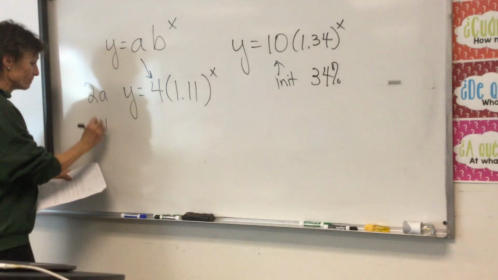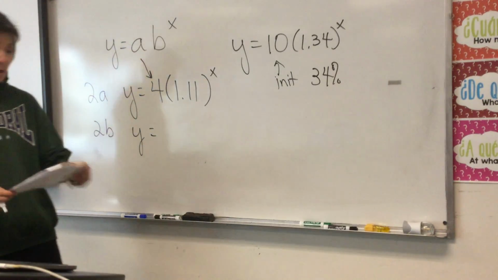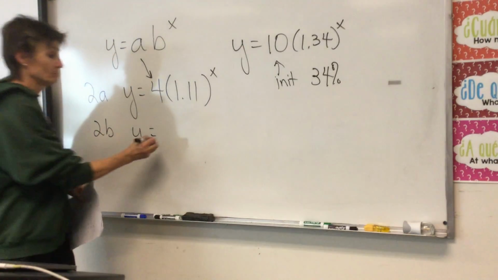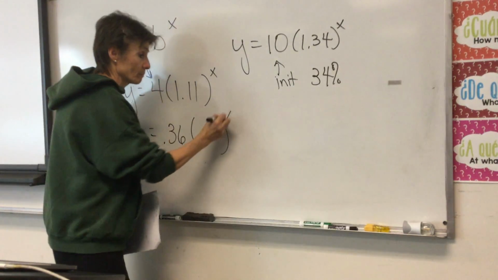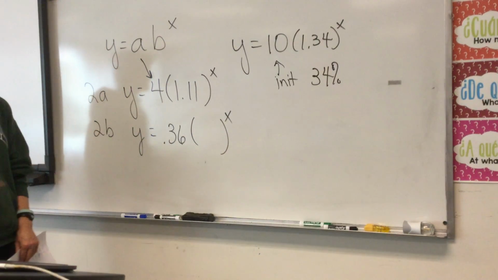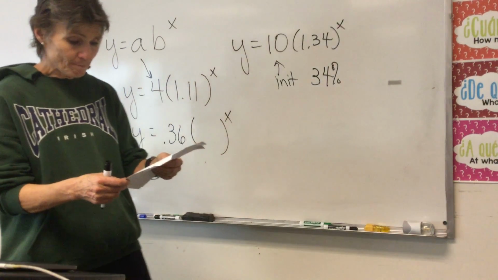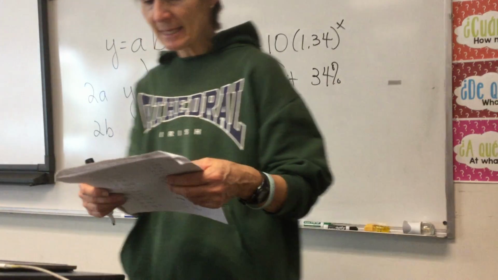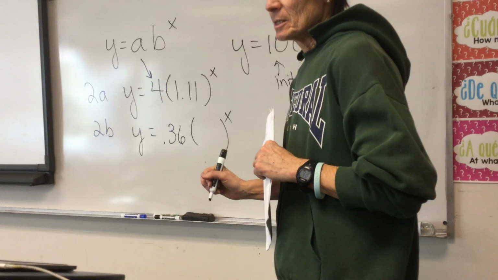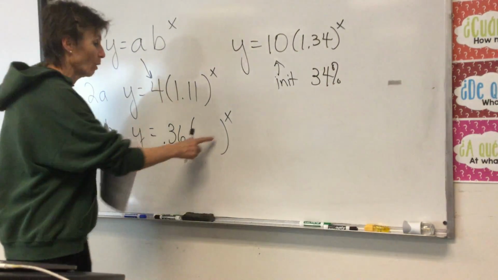All right, let's look at 2B. We're using exactly the same format. What do I put in for A? What's my initial value? 0.36. You don't do anything with it. You write it down. 0.36. Now this one is increasing 22%. So if we are increasing 22%, what am I going to put in here?